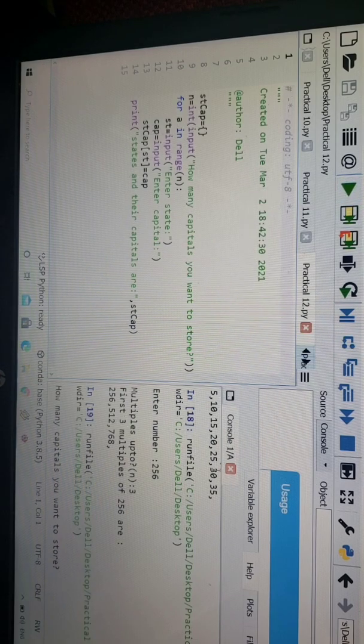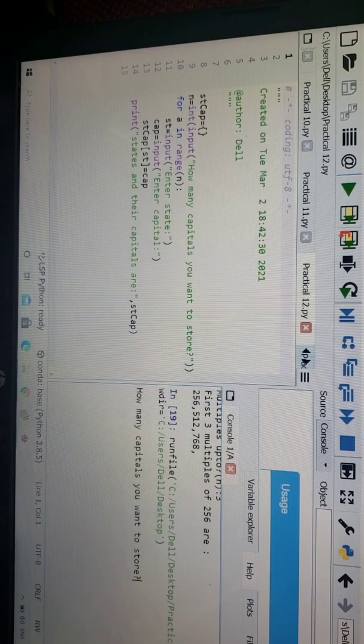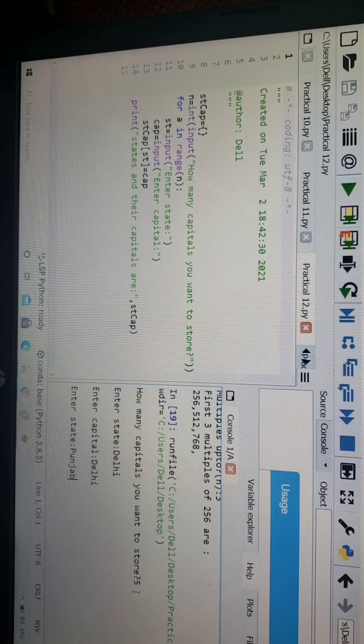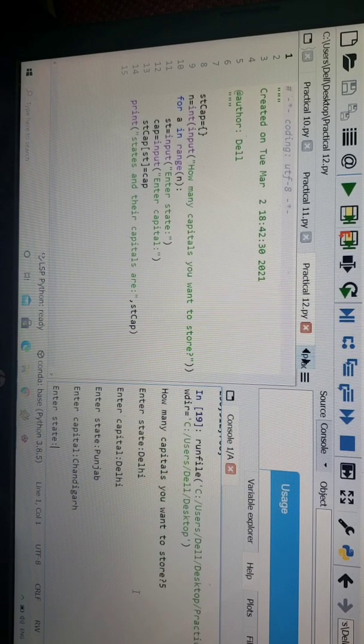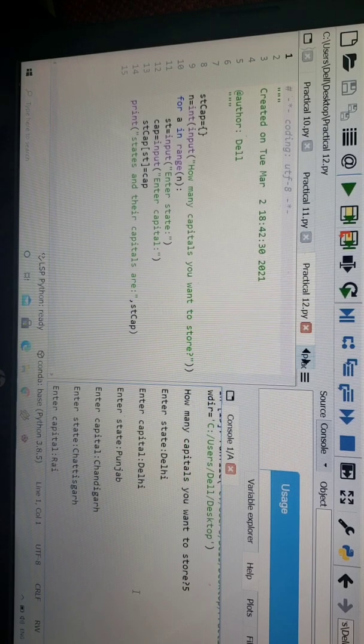Let's have a look at its output. So I want to enter 5 states and their capitals. First we can have Delhi only. We know its capital is Delhi. Then I want to enter Punjab. Chandigarh is the capital. Then you can have Chhattisgarh, whose capital is Raipur.